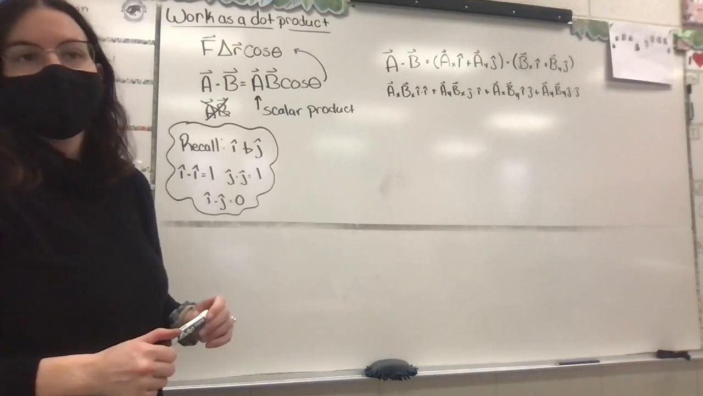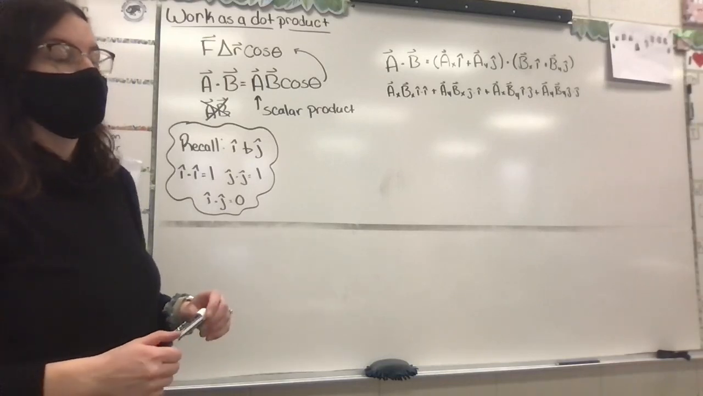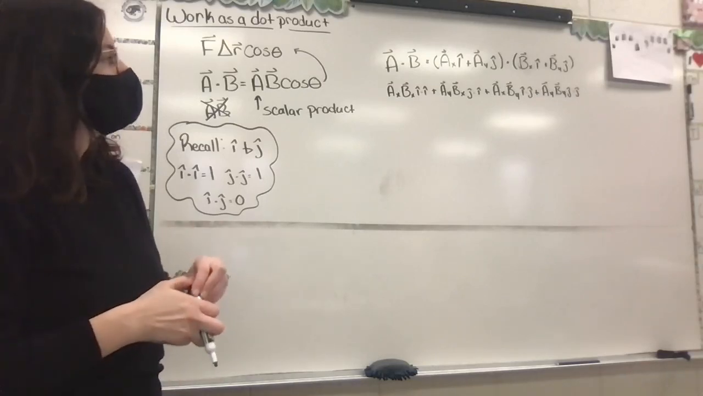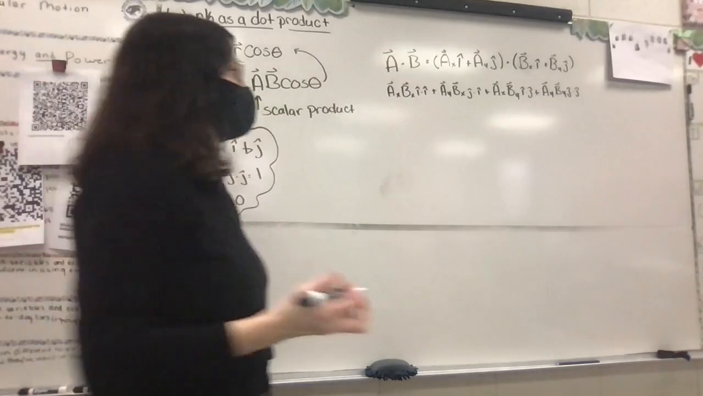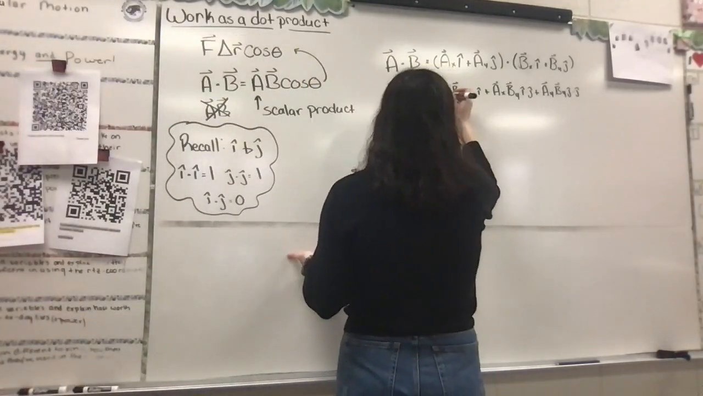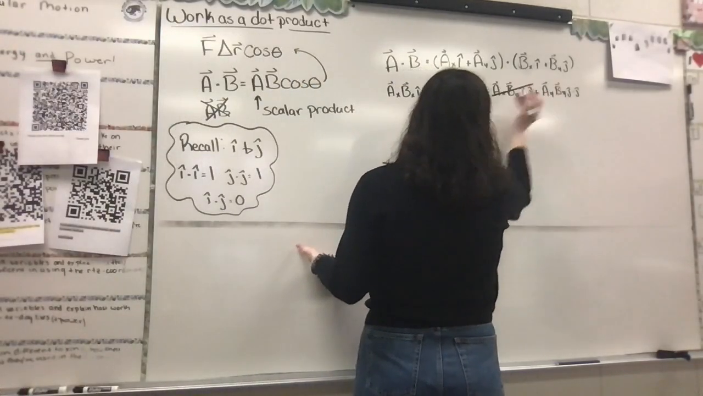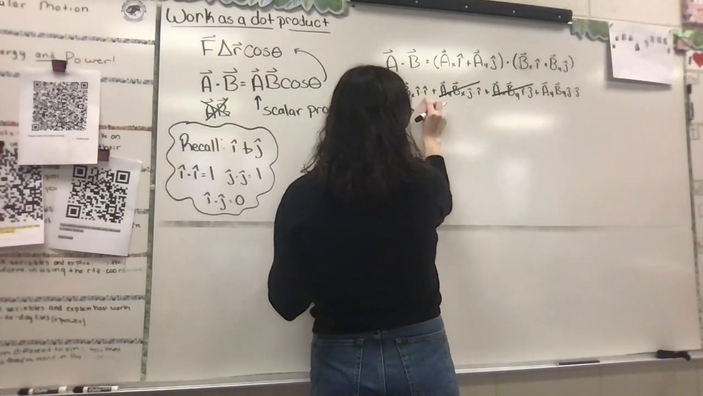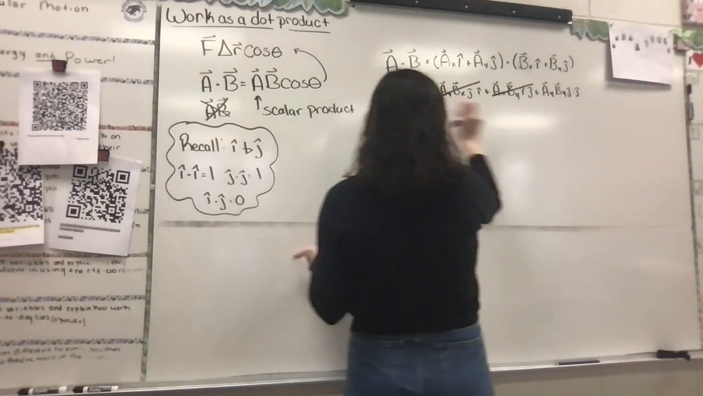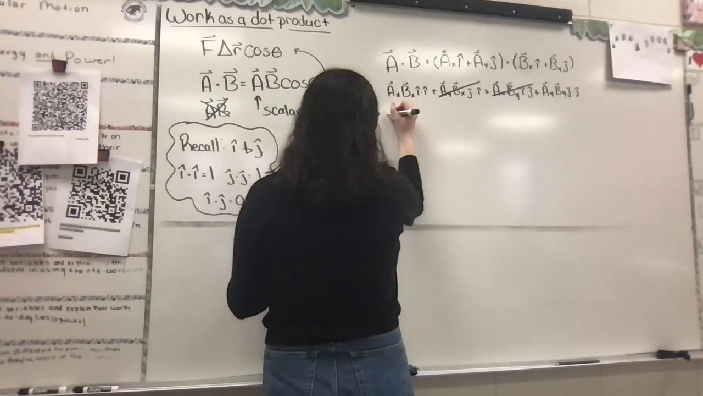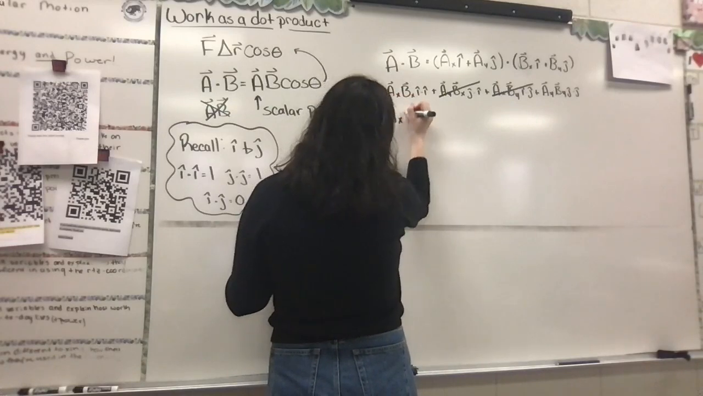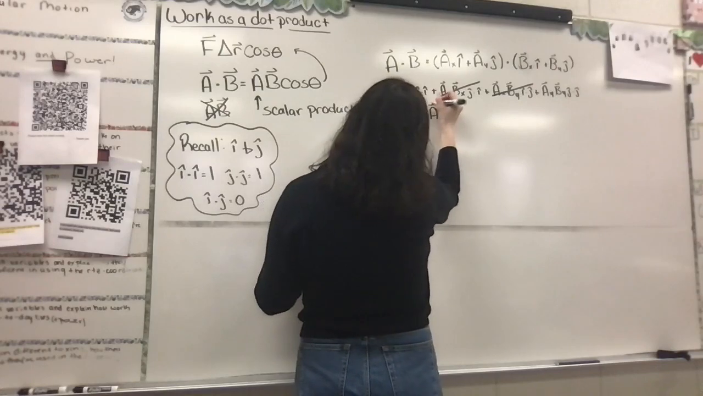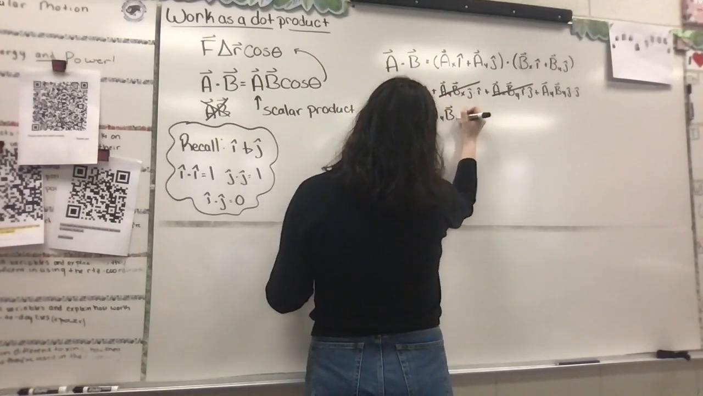Did you guys get to a similar place? When you simplify that, it would just be AX times BX plus AY times BY. Right on the money. What Ian said is that these things are going to go to 0 because we know j hat dot i hat is 0, and i hat dot i hat is 1 and j hat dot j hat is 1. So you end up with AX BX plus AY BY.